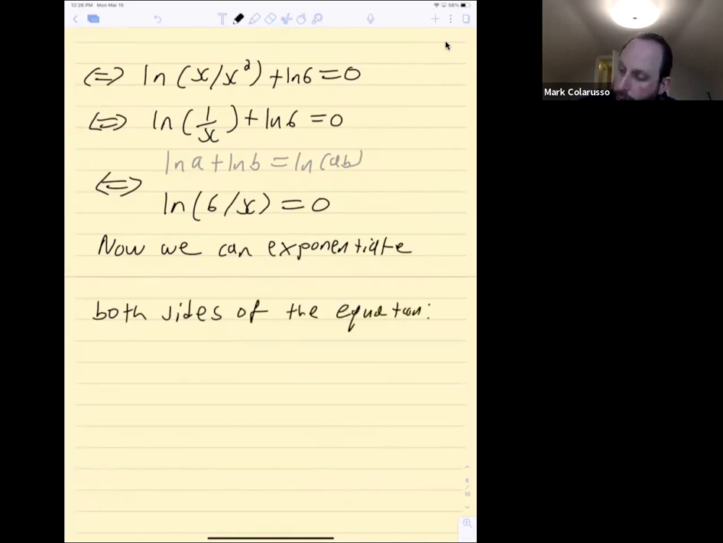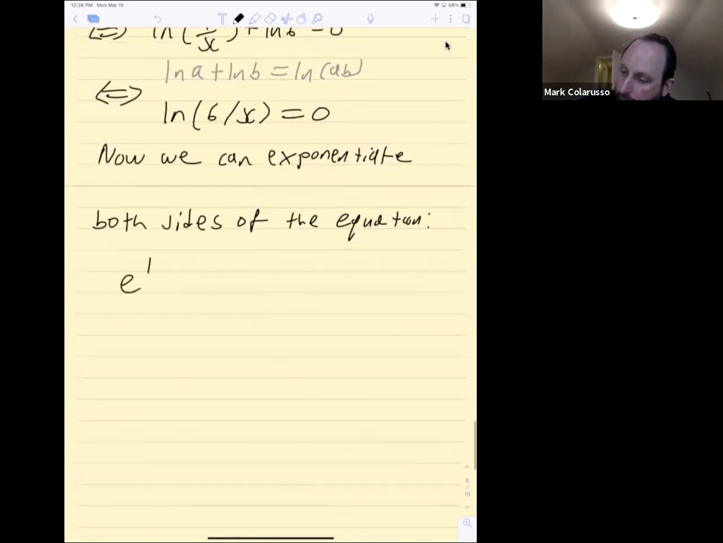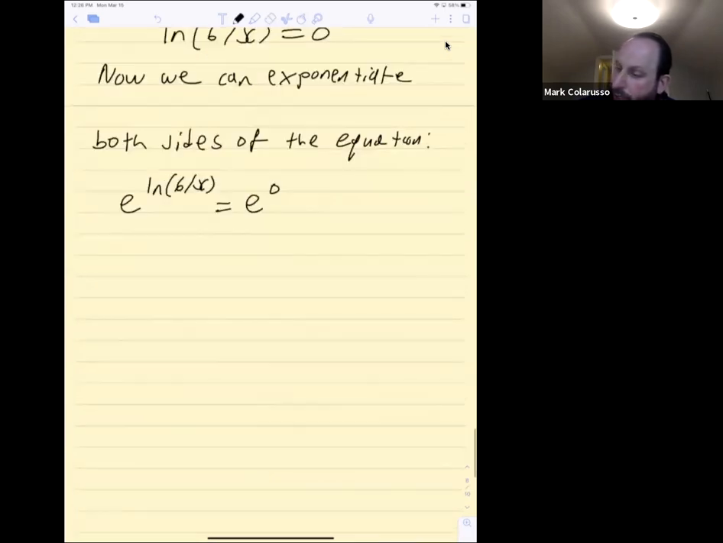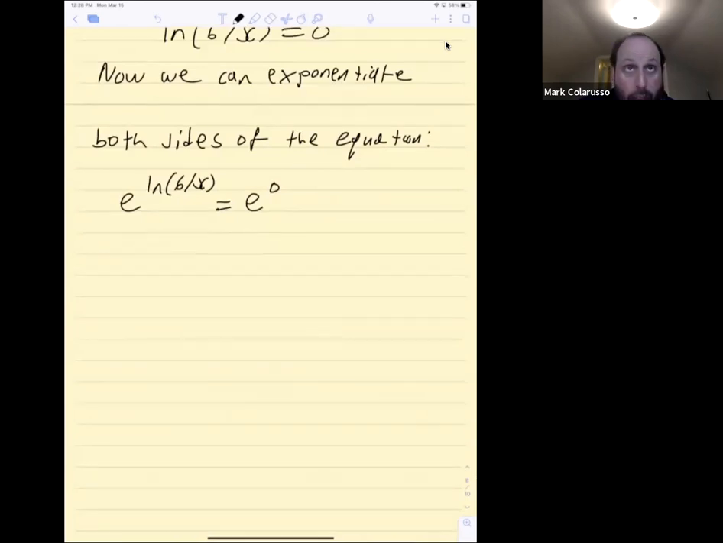Okay, so if you do that, you get e to the ln 6 over x equals e to the 0. And you have to remember that anything to the 0 is 1. Otherwise, this is not going to go well. And so then using our double star, this becomes 6 over x, because the e and the ln cancel, since you have a single logarithm here now.